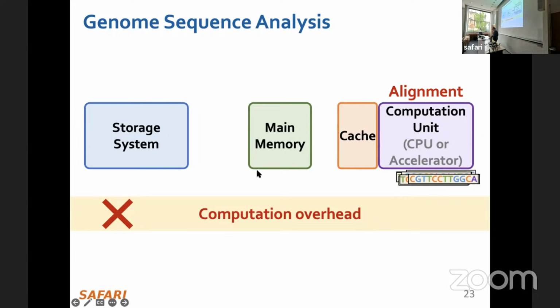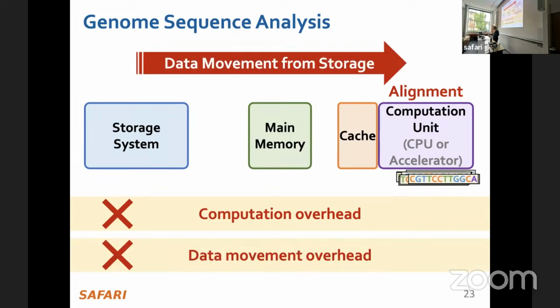But you need to move a lot of data from the storage system to the computation unit if you have a lot of sequences coming in. Clearly, this causes computation overhead because approximate string matching with errors allowed is costly in terms of computation, especially depending on the number of errors. As the number of errors increases, the computation complexity also increases significantly. And there's a lot of analysis on that because this is usually done by dynamic programming. And also there's data movement overhead on top of the computation overhead, right?